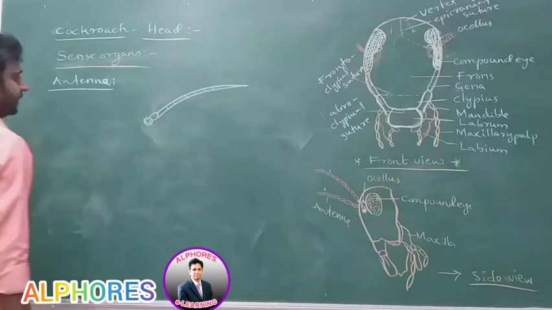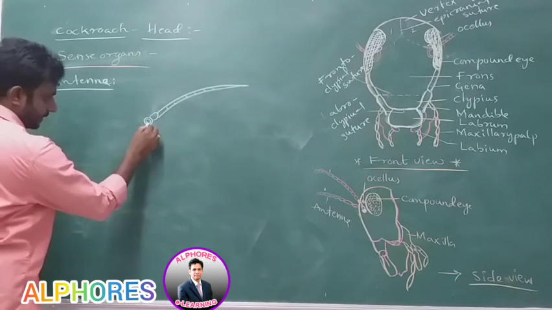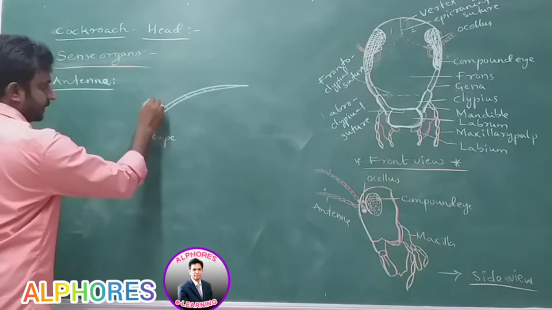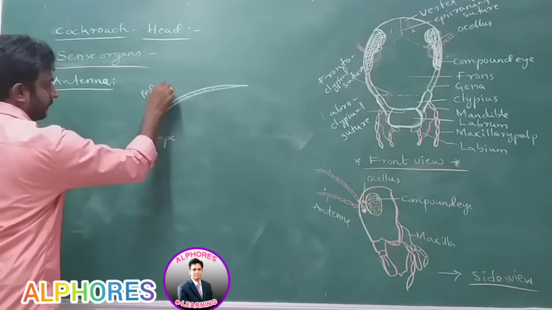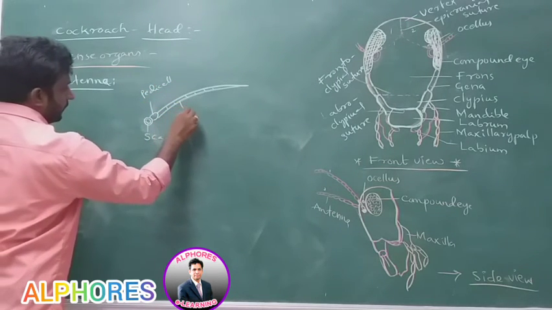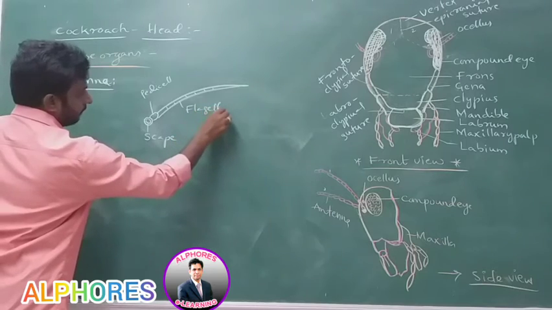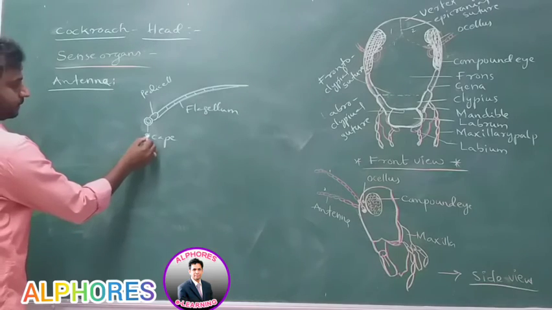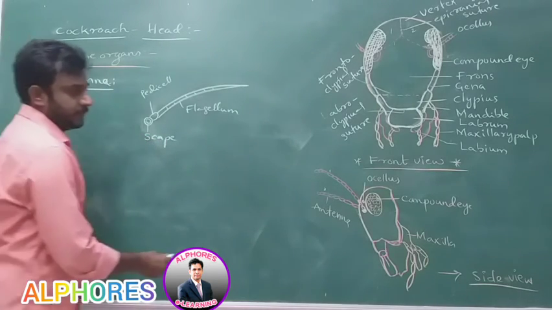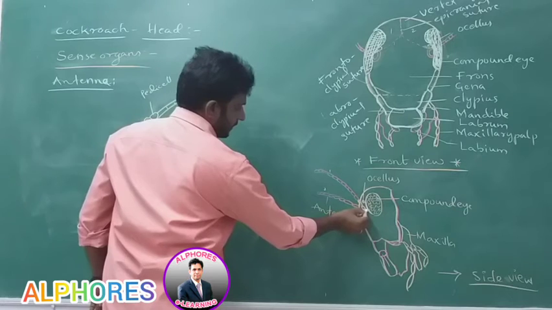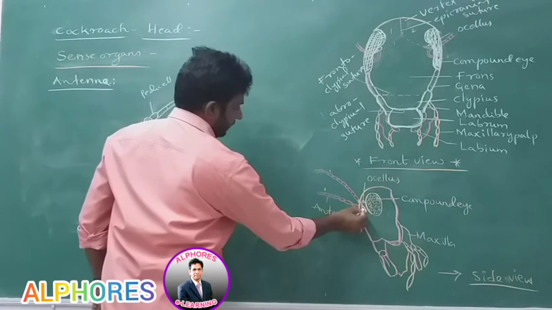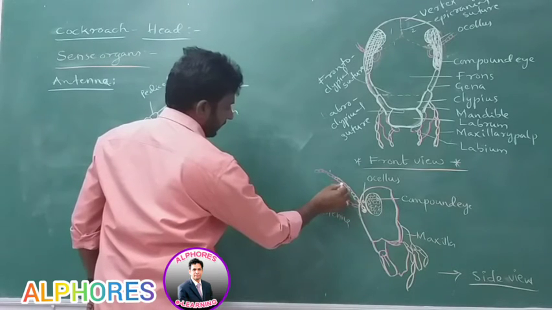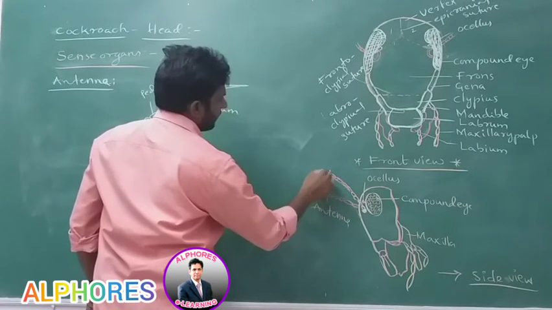Three parts are present in the antennae. The first, basal part of the antennae is called the scape. Then the second segment is called the pedicel. Next, the third one is called the flagellum. The basal part is called the scape. Next, one segmented pedicel, then the multi-segmented flagellum, with many segments present.